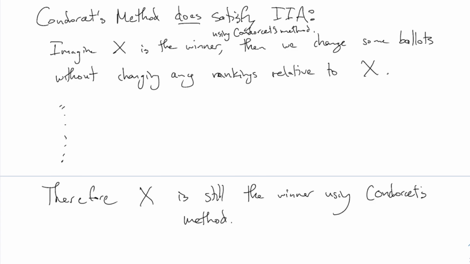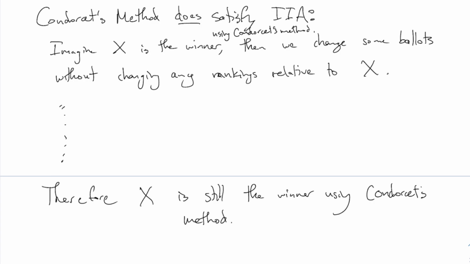Anyone feel like you can explain this just in ordinary words? If X is the winner using the Condorcet method, that means they are winning in all of the pairwise comparisons. And then we make one of these changes, which doesn't change any rankings relative to X. Yeah, X only needs to win in pairwise comparisons that it's part of. That's right. We only care about the pairwise comparisons which involve X.